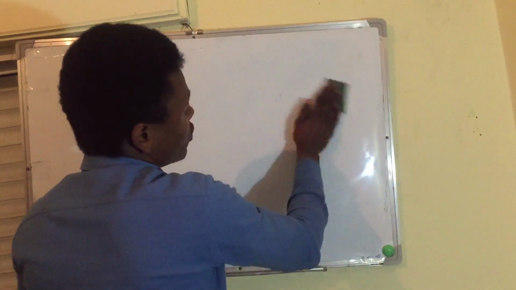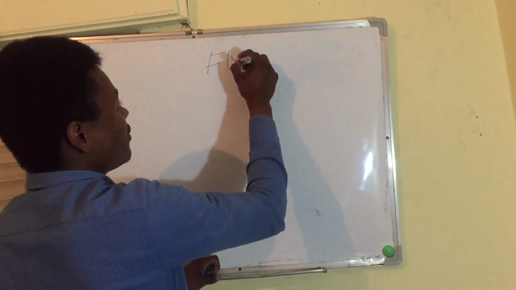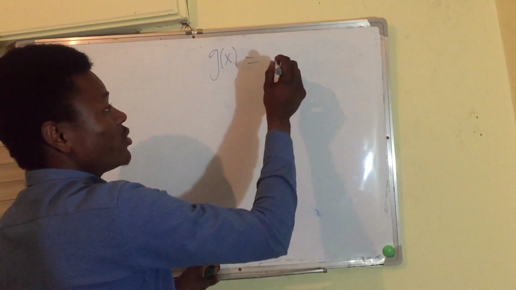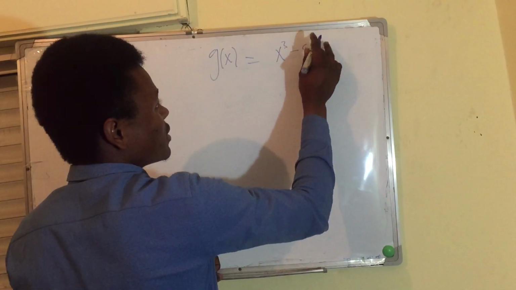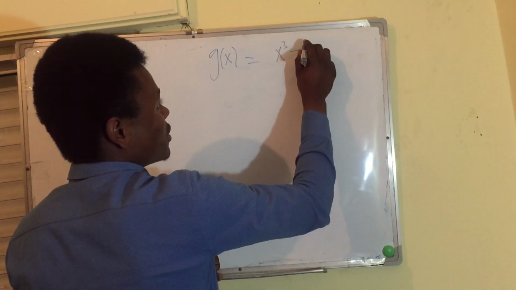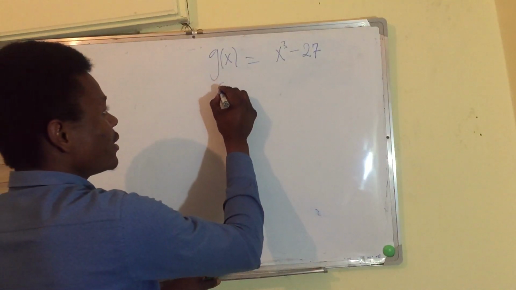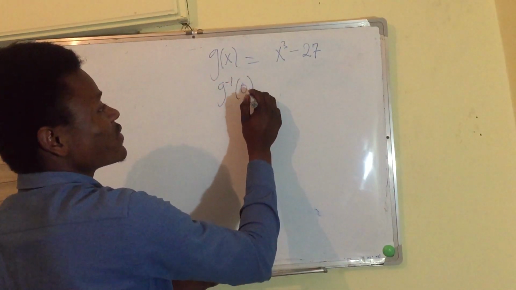So let us quickly solve this problem. We have a function g of x, for example. g of x equals x cubed minus, let me say 27. x cubed minus 27. Find g inverse of 2. Or let me say find g inverse of 0.